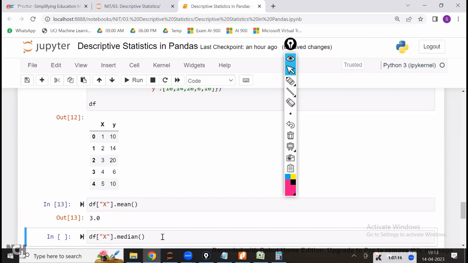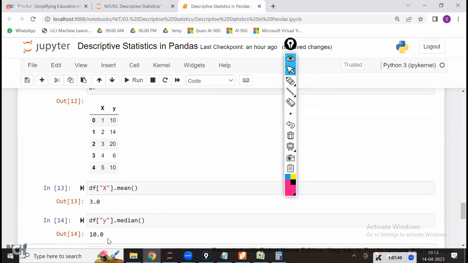Now similarly, what is the median of x? df of x dot median. What is the median? 3, which is the center position value. For this one, what is the median? First, you have to make them an ordered array. Ordered array means 6, 10, 10, 14, 20. Now, what is the median for this? 10 will be the median. So just calculate df of y, take the y column, and apply the median: 10.